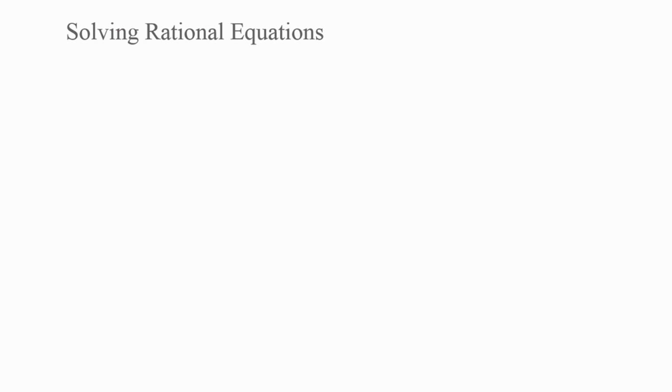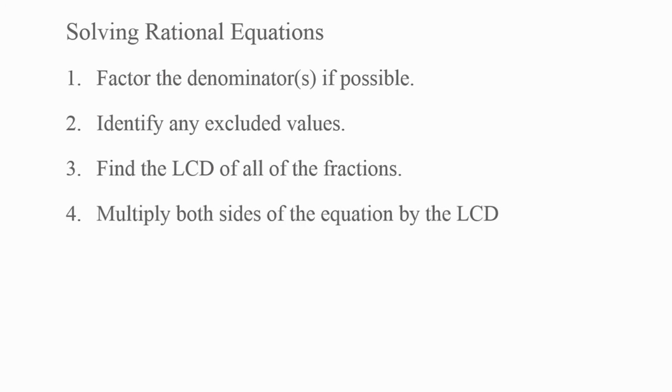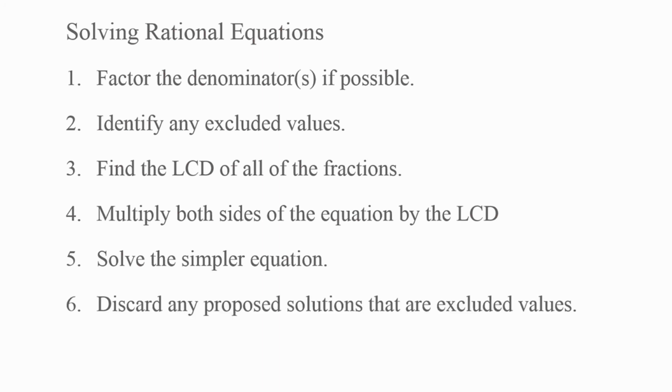Solving rational equations. 1. Factor the denominator or denominators if possible. 2. Identify any excluded values. 3. Find the LCD of all the fractions. 4. Multiply both sides of the equation by the LCD. 5. Solve the simpler equation. 6. Discard any proposed solutions that are excluded values.